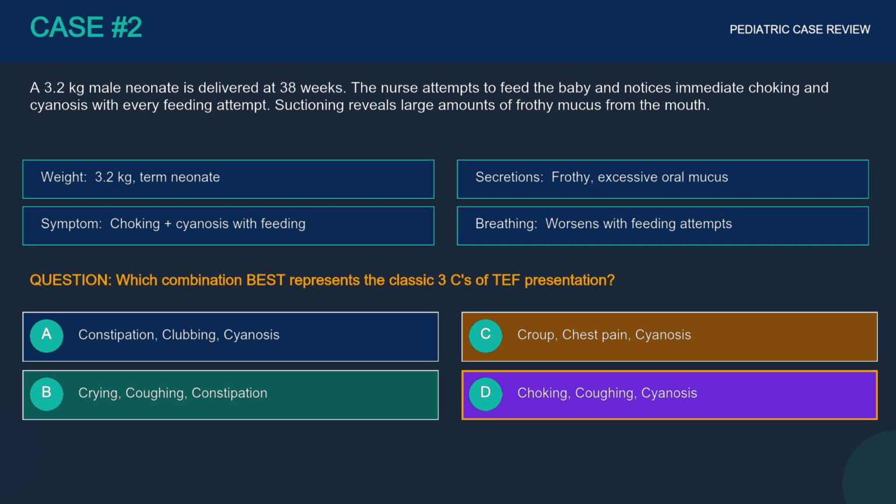Option A, constipation, clubbing, and cyanosis. Option B, croup, chest pain, and cyanosis. Option C, crying, coughing, and constipation. Option D, choking, coughing, and cyanosis. Think carefully before moving on.